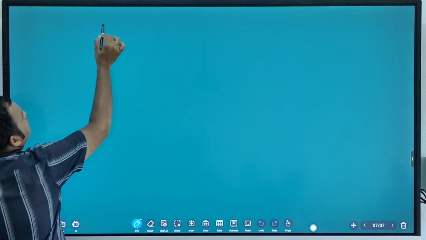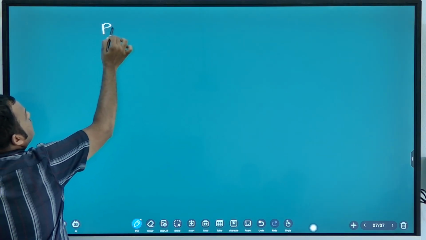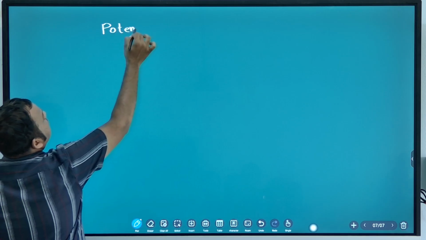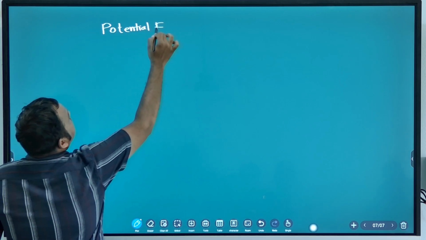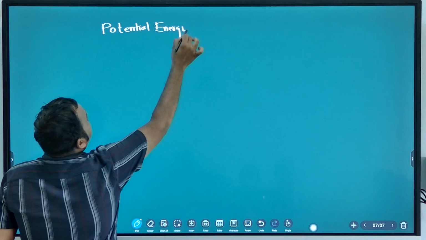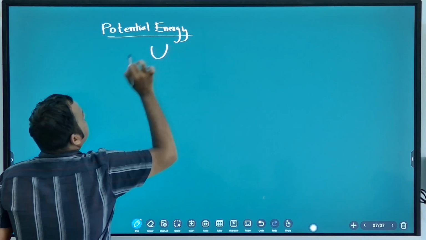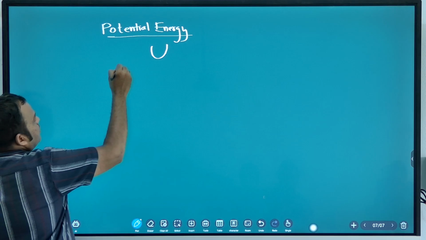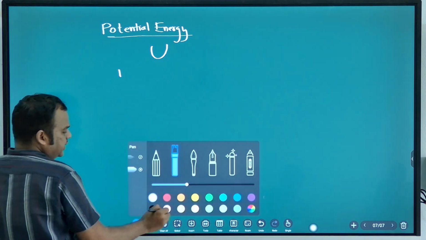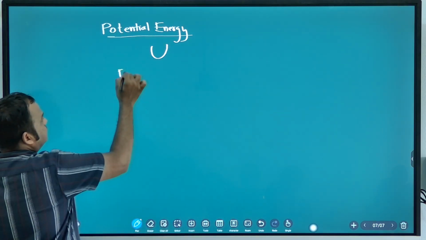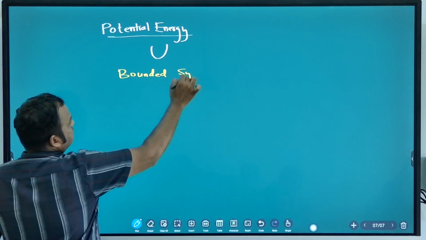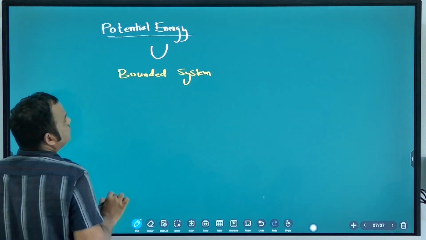Now we will do the next topic, potential energy. Write down: potential energy. What is the symbol for potential energy? U. Energy possessed by a body due to a bounded system.